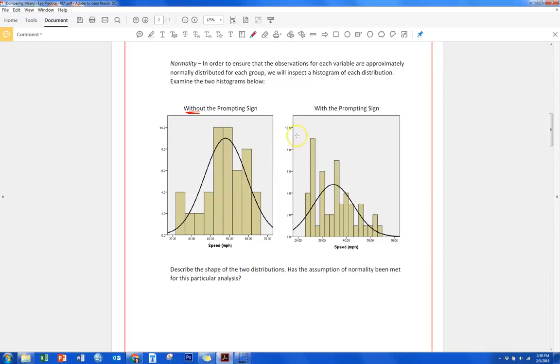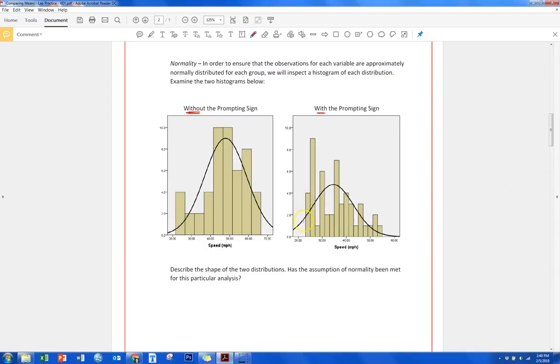So this is the before, this is the after, or the with the sign condition. Let's take a look. Here it looks like the observations more or less follow along the curve. Over here it's similar. Notice that there is a little bit of a skew. We have more observations over here on the left side on the slower end, but we do have some that are quite fast, right? So we have a few that are still on the high end, so we have a little bit of a skewed distribution.